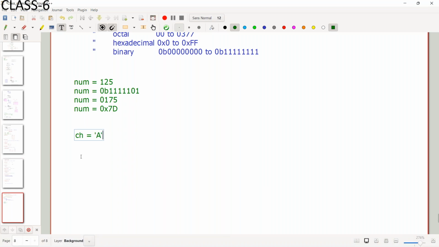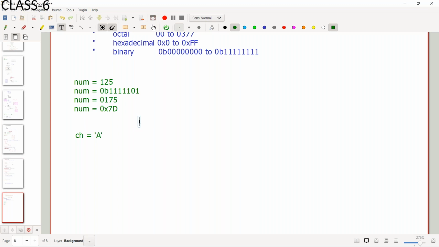Now the thing is, does the space matter here, which means this space, or did you mean the space before and after the equal to? No, it doesn't matter. Even if you miss the space, it won't end up in an error. The usual practice is to give the space.